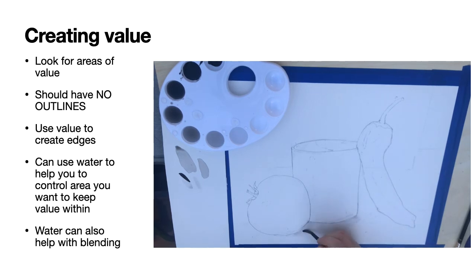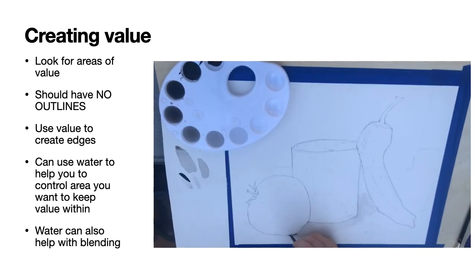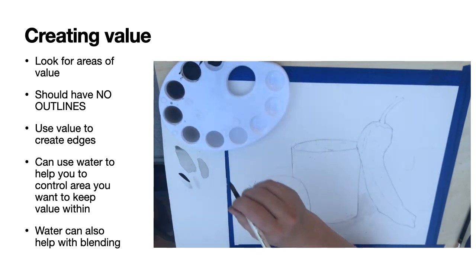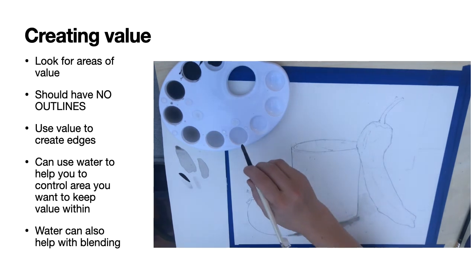In other situations, the white of an edge might actually create my edge of the cup. So you're really just comparing areas of value to one another. As you can see here, you're going to start lighter. You can also use water to help you control an area that you want to keep the value within. So if I lay down a nice area of just clear water, then I can know that as I lay down the ink, it's going to stay within that area that's wet.